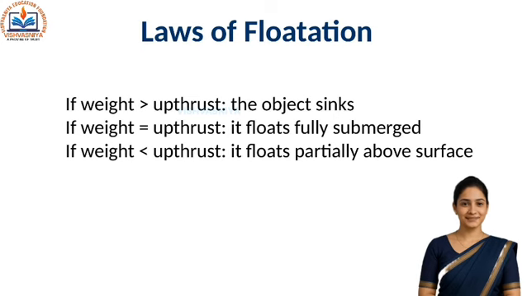When an object is placed in a fluid, two forces act on it. Its weight, which pulls it downward, and the upthrust, which pushes it upward. If the weight is greater than the upthrust, the object sinks. If the weight is equal to the upthrust, the object floats with its entire volume submerged. If the weight is less than the upthrust, the object floats partially above the surface.